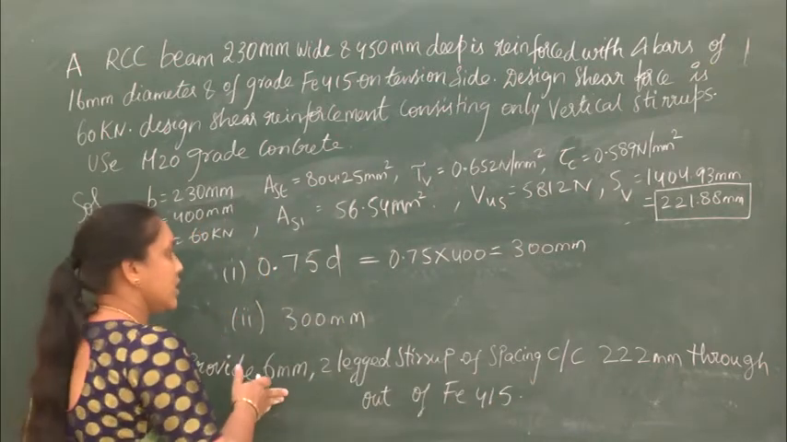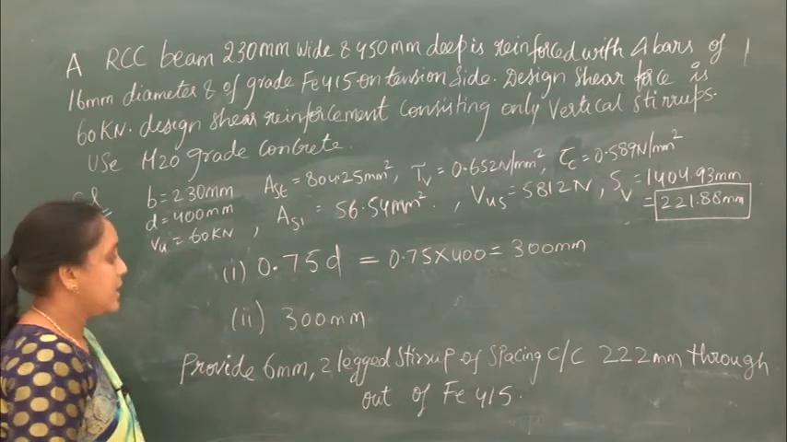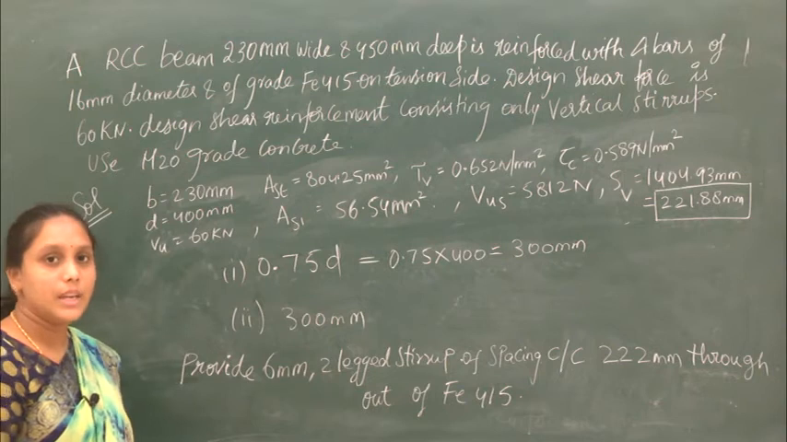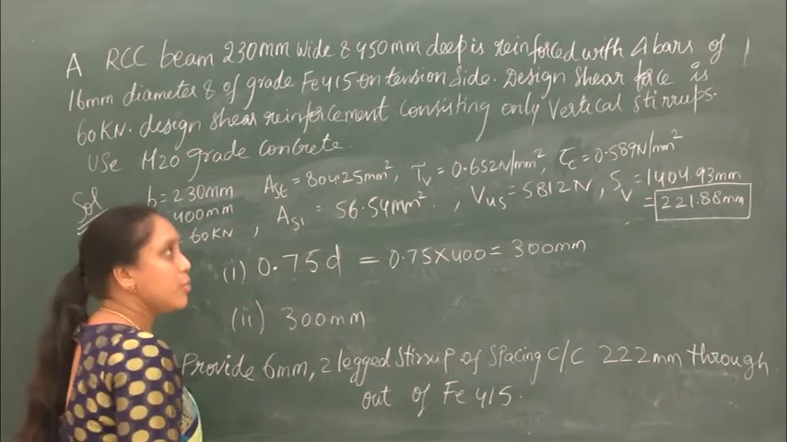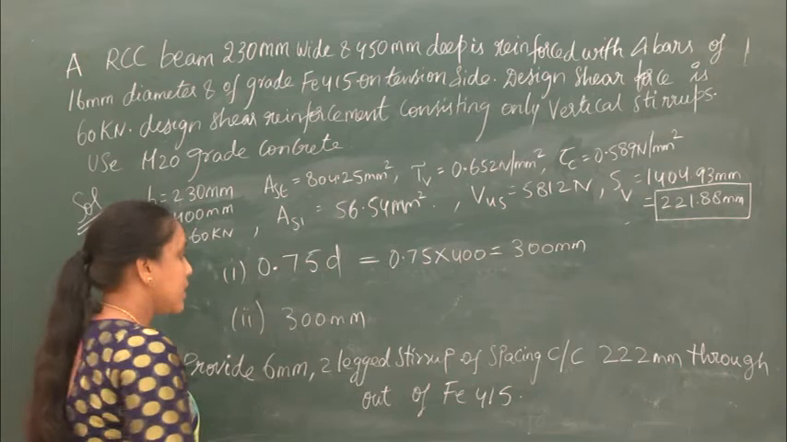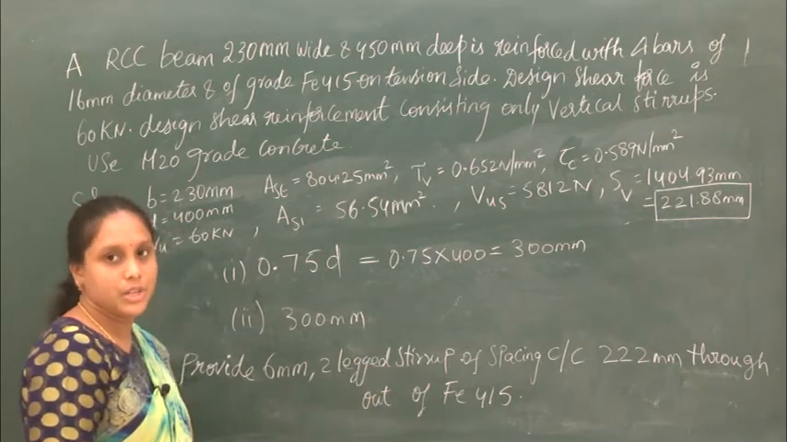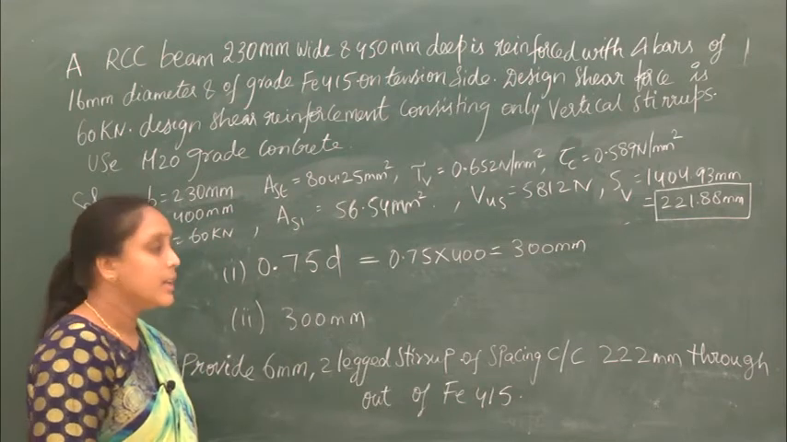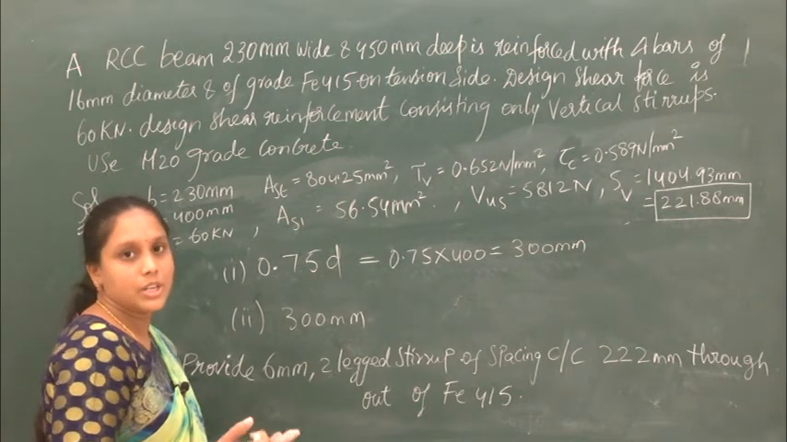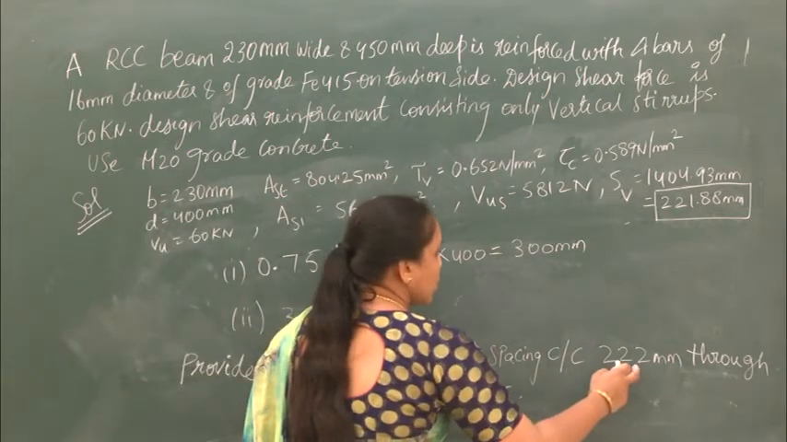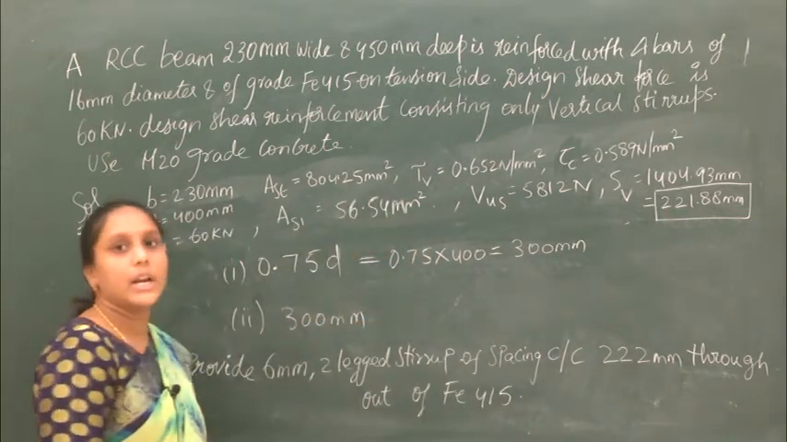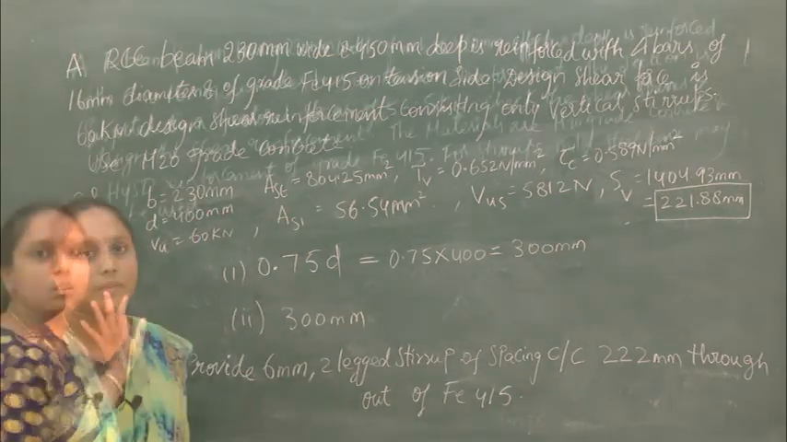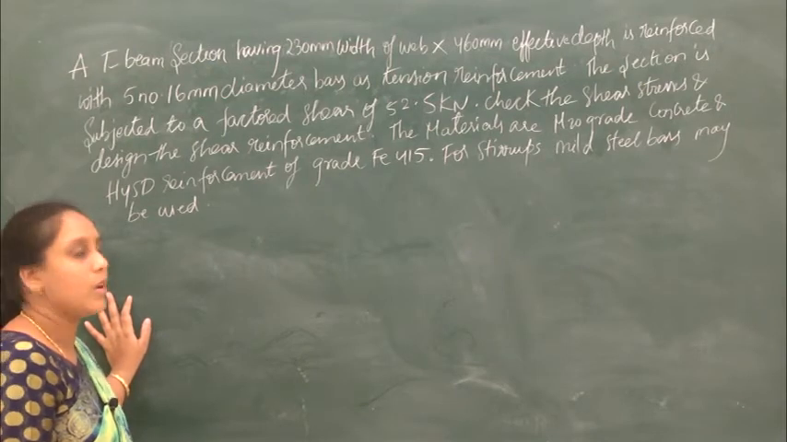So this is the shear reinforcement we have designed for this particular RCC beam. So what we have to do? You have to provide the vertical stirrups. That is a 2-legged stirrup, and the dia of each stirrup being 6 mm, and the spacing of each stirrup center to center is 222 mm, and the grade of the stirrup is Fe415. Now let us solve another problem.